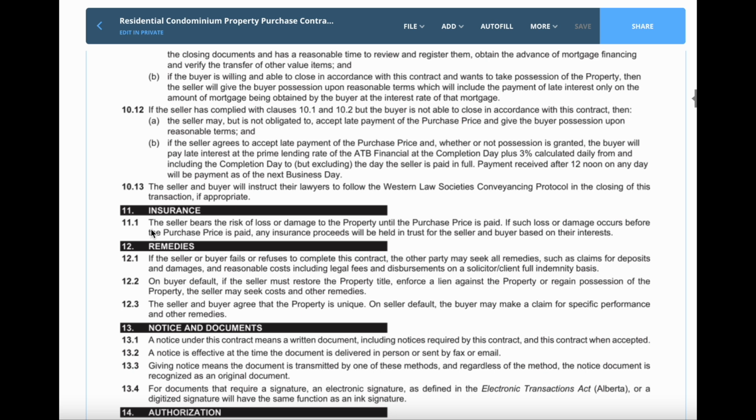Okay, we're moving on to the insurance. The seller bears any risks of loss or damage until the purchase price is paid. So even on the possession date, let's say the possession date is October 1st at noon, and the night before we had a big hailstorm, and now the roof is all damaged. It is the seller's risk, and he still has to deal with his insurance in a case like this.